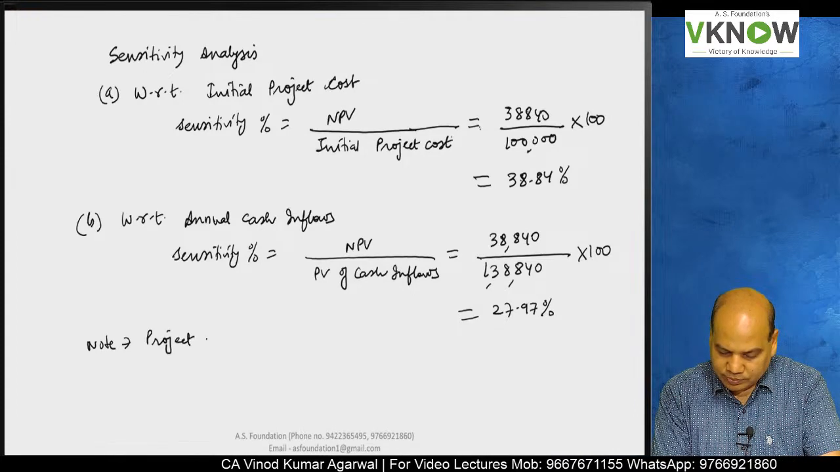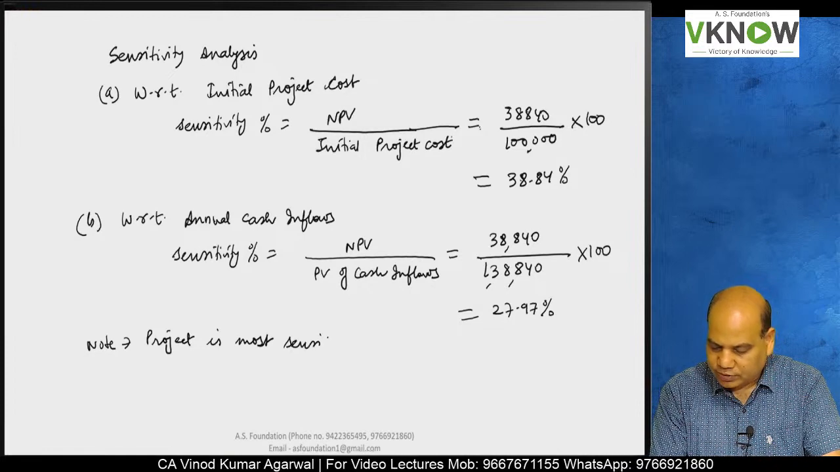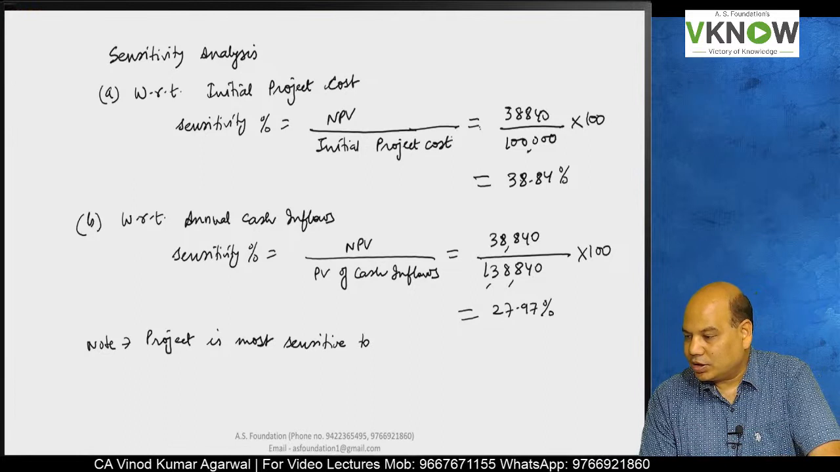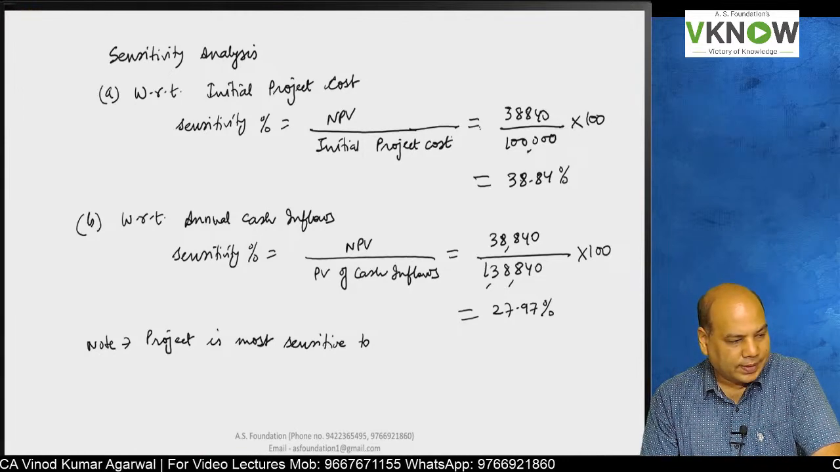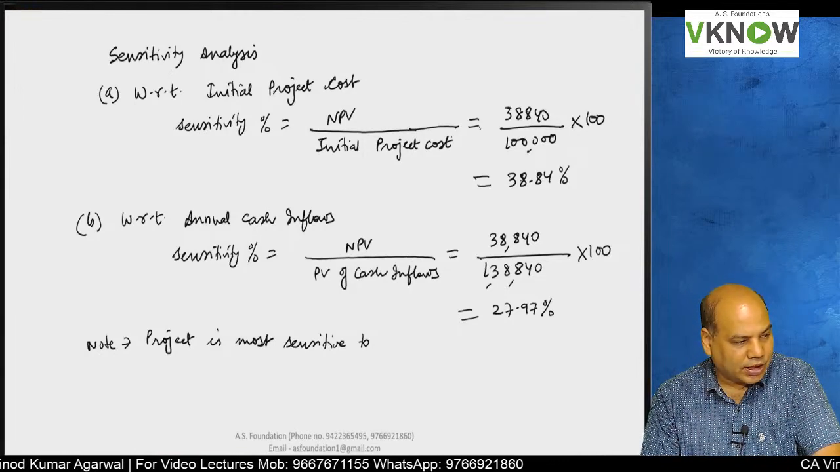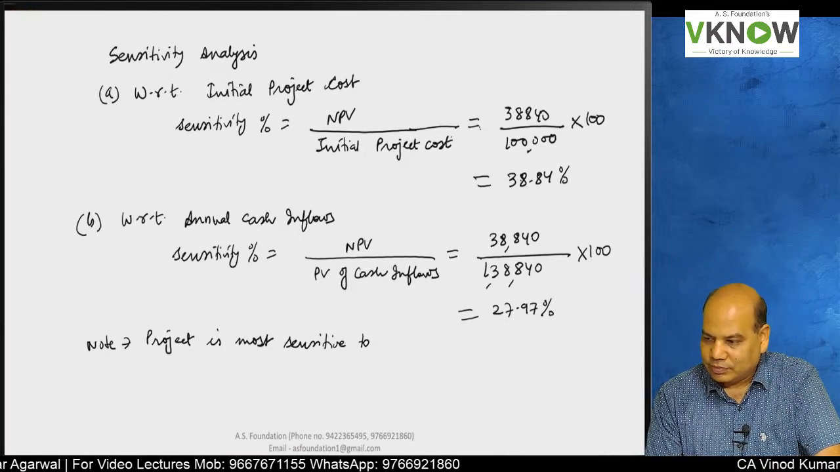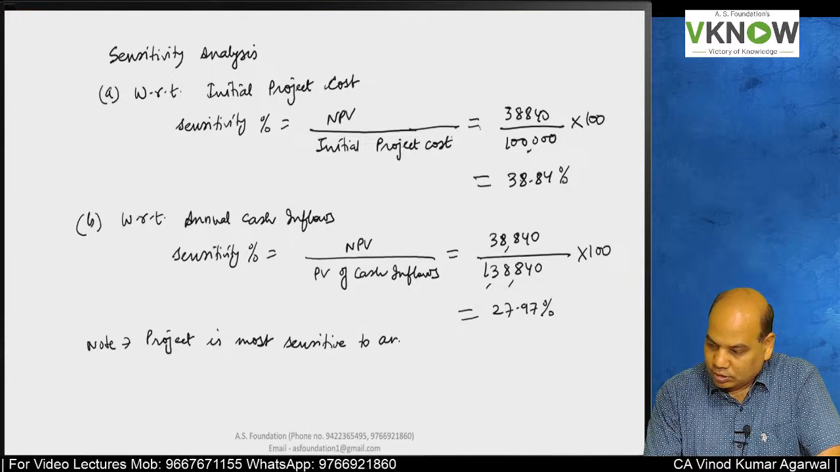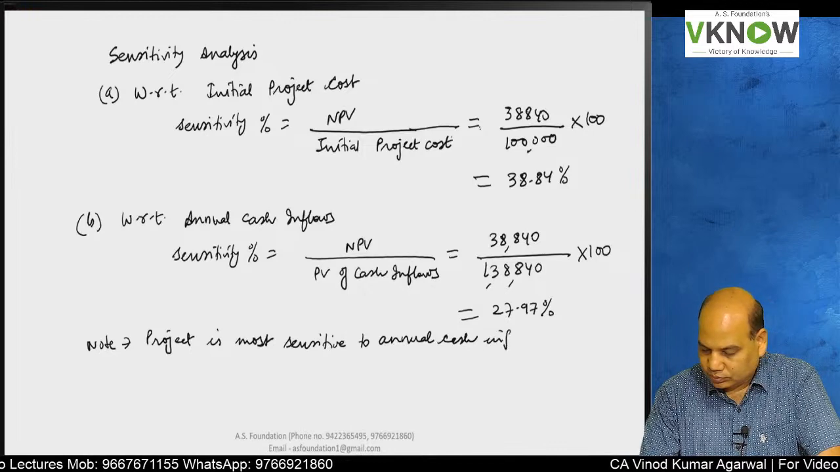So write down note, project is most sensitive to which variable? Come on, fill in the blanks. Project is most sensitive to cash inflow or project cost? Come on, the one which is lowest is most sensitive to annual cash inflow. Very good.